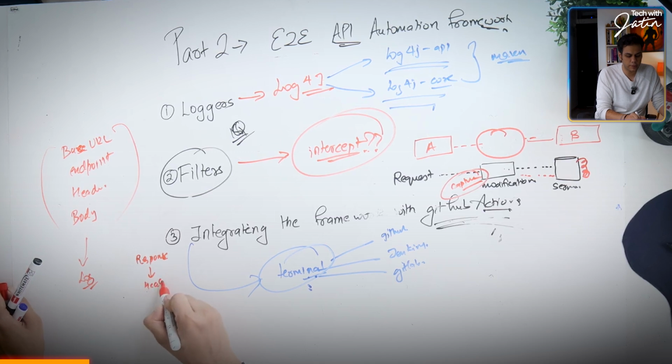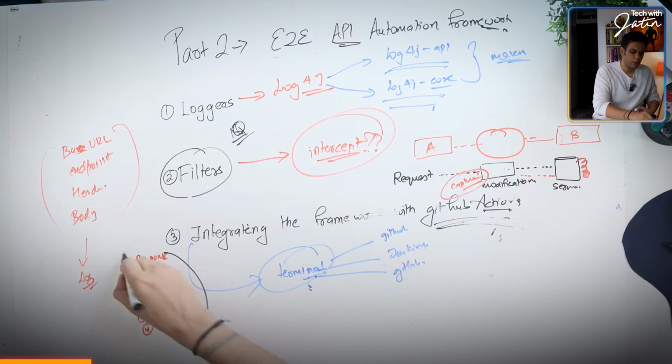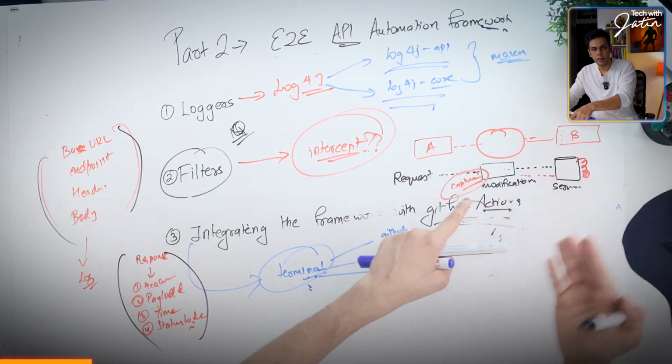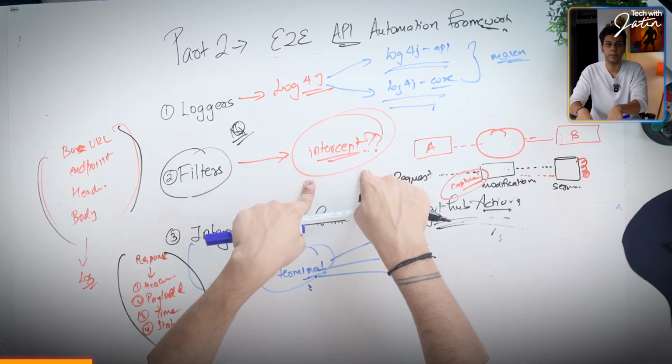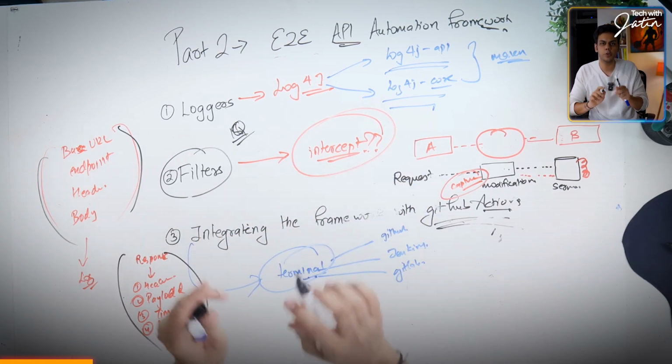What were the headers? What was the payload, the response payload? The response time, then the status code. All these things I can capture. Now, when the request is made and I'm getting the response back, in between I'm trying to get this information. That is what you call intercepting. And to do that intercepting, you need filters. This is the theory that you should be aware of.